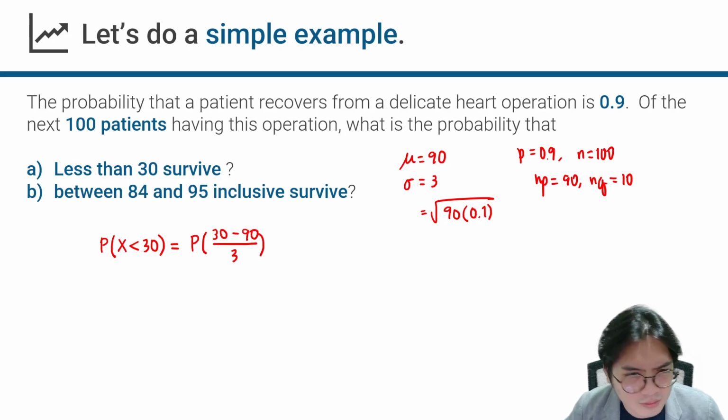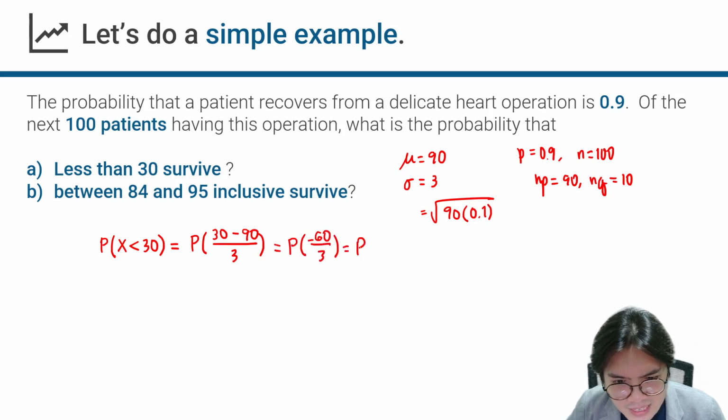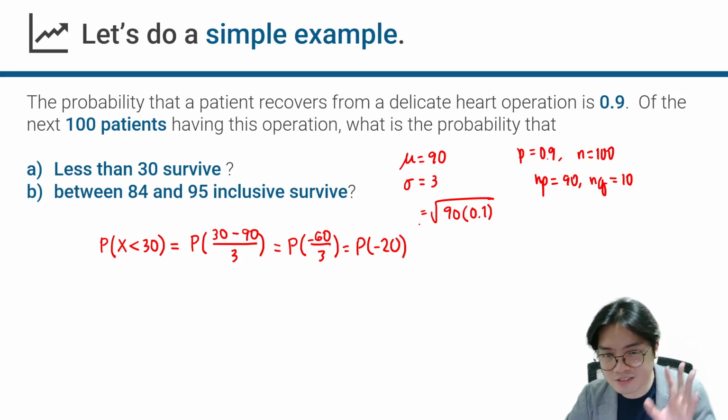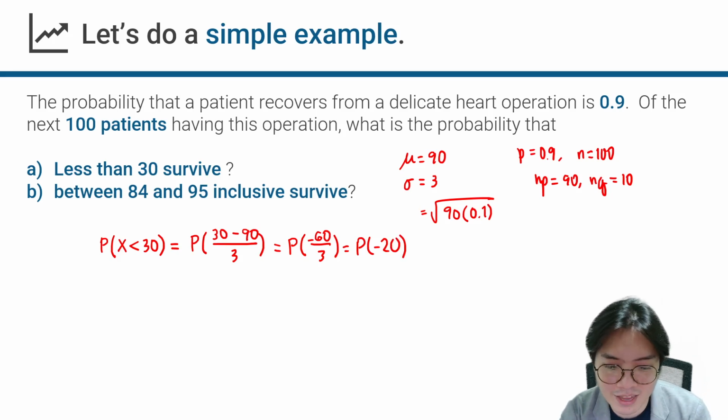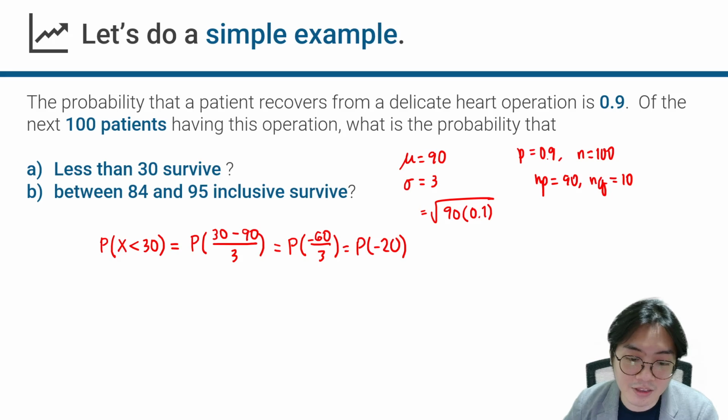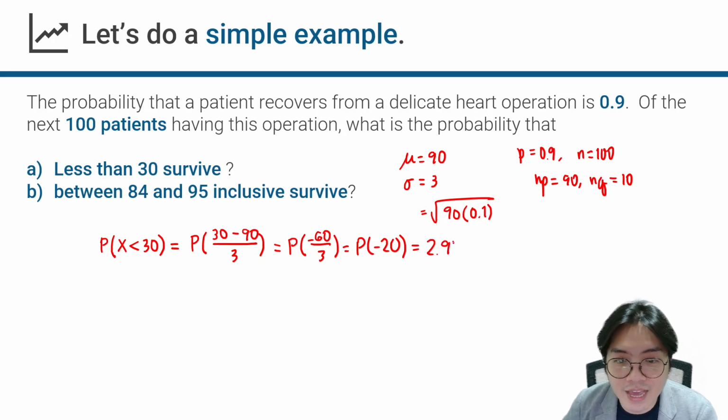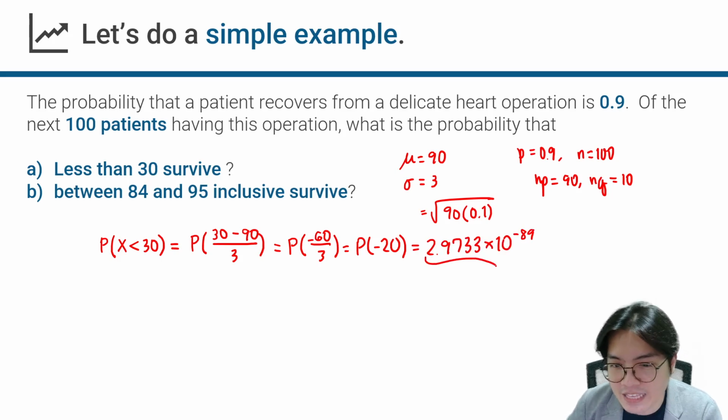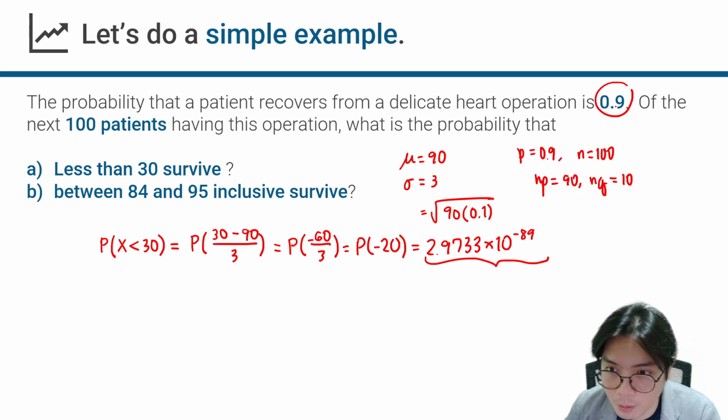Is this real? This is very small. Wait, this is really very small. -60 over 3, -20. Okay, so suffice to say, this is not going to happen. Apparently, my calculator says 2.9733 times 10 raised to -89. That is how unlikely it is. Of course, there's still a chance that less than 30 people survive, but it is not very probable.